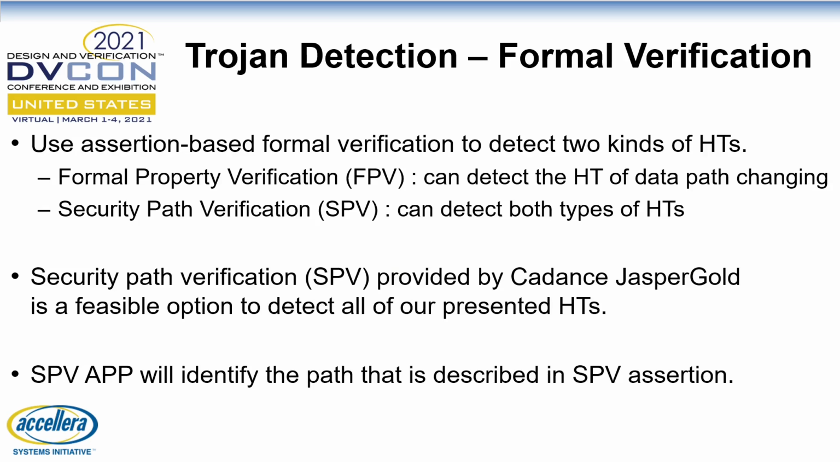The other key point of this work is that we use an assertion-based formal verification technique to detect our two proposed types of Trojan. Both formal property verification and security path verification methodologies are provided by Cadence JasperGold, and they are developed based on model checking, which is a formal verification technique. Both formal property verification and security path verification can detect data path Trojan, but formal property verification is not appropriate for data leakage Trojan. The security path verification app will help us to point out the path specified in the SPV assertion.